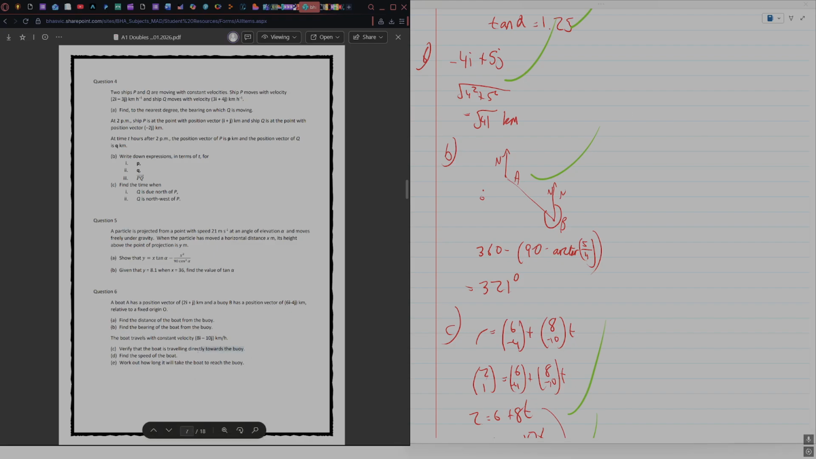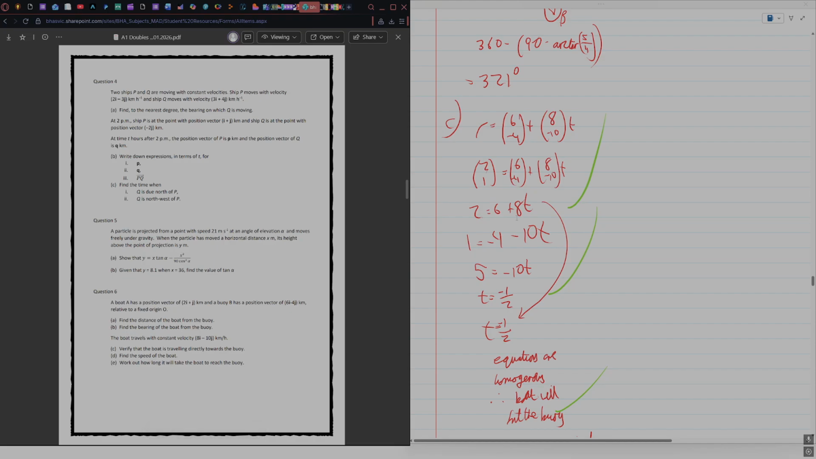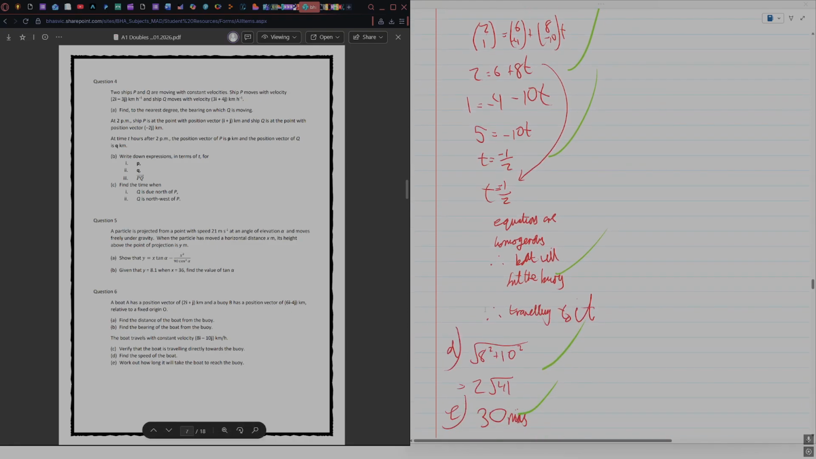Verify that the boat is traveling directly towards the buoy. That just means they will collide at some point, which means when you set them equal to each other, the equations will be consistent, which just means that they do hit each other at the same point. So for this equation, I set them equal to each other, and resolved both the i and the j component and found that t equals the same value, which means that the equations do work together, which means they will hit each other, which means that they are traveling to each other.